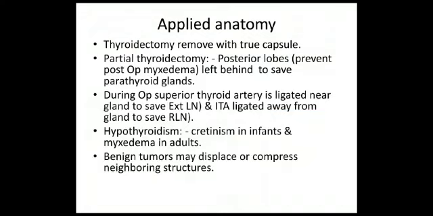So thyroidectomy, we are removing the thyroid gland along with both the capsules. Similarly, we have the partial thyroidectomy, where the posterior lobes have to be retained to prevent post-operative myxedema. So you have to leave behind the parathyroid glands. During operation, the superior thyroid artery is ligated near the gland to save the external laryngeal nerve. And the inferior thyroid artery is ligated away from the gland to save the recurrent laryngeal nerve.